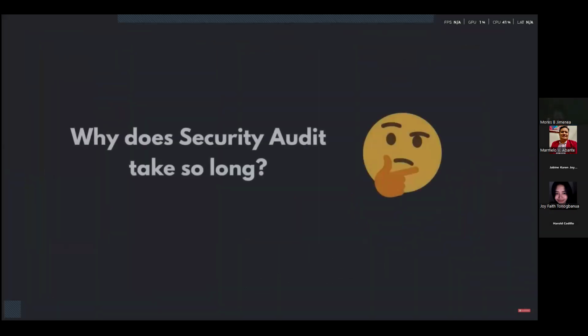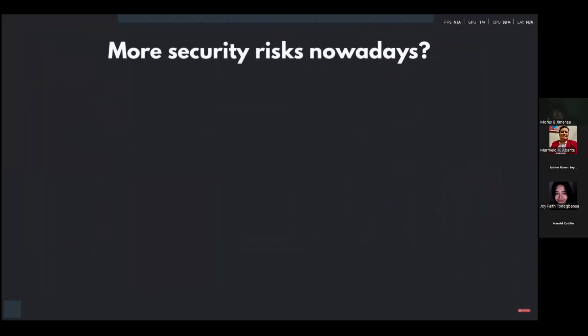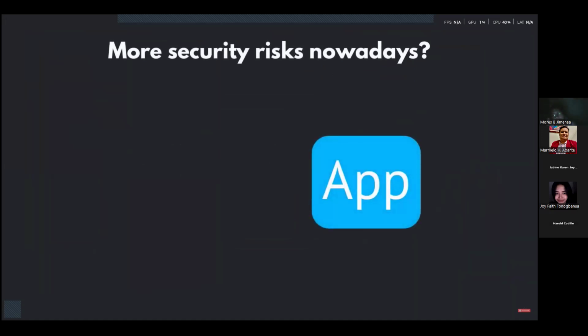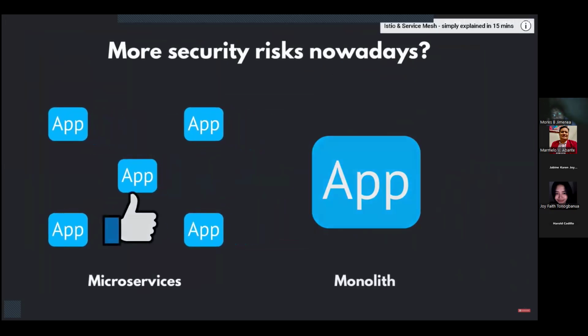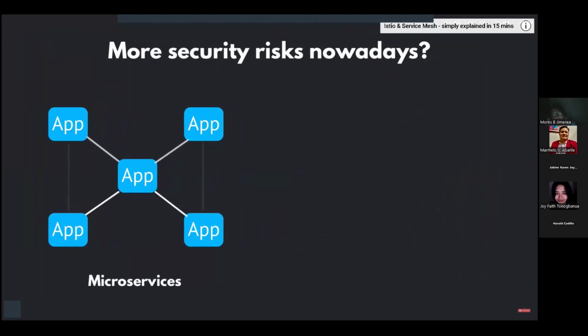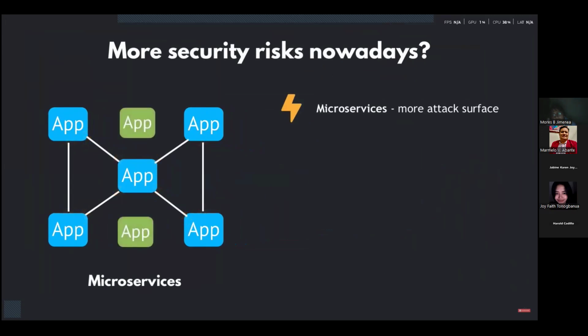Now, why does security audit take so long? To understand why it's a bottleneck in the process, think about how applications have evolved over the last years. We have microservices now instead of one monolith application, and they expose APIs to communicate, which means much more attack surface. On top of that, we have tons of services which microservices use, like databases, message brokers, service mesh applications, etc. So even more applications and more attack surface.